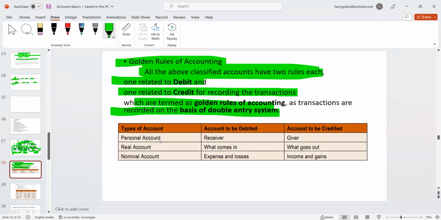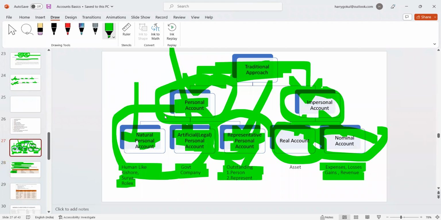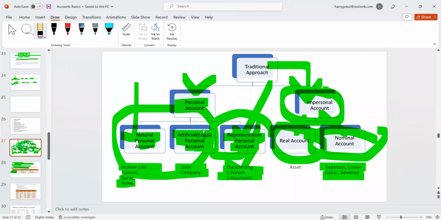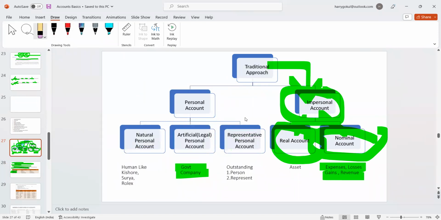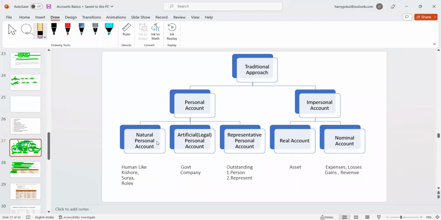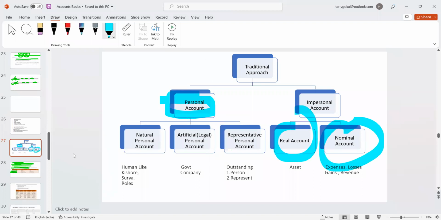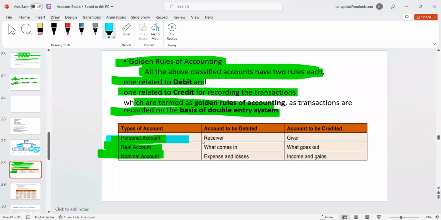What are the 3 classifications? One is personal account, another one is real account, another one is nominal account. So it has 3 classifications. You just need to identify whether it is a person or not, real or not, and nominal.